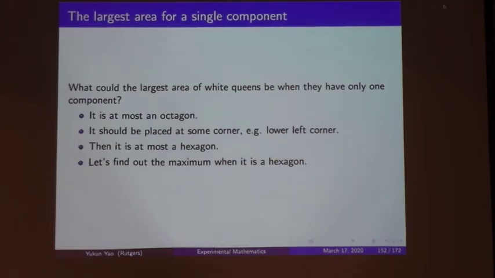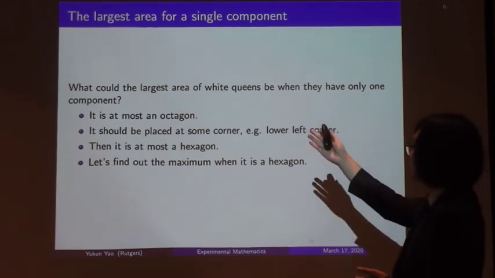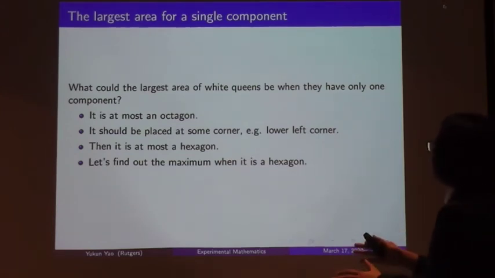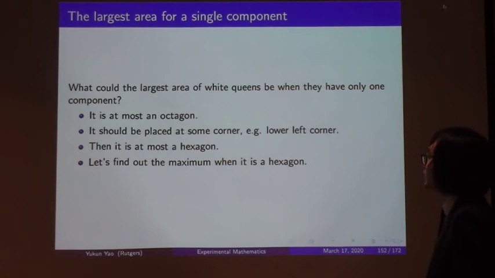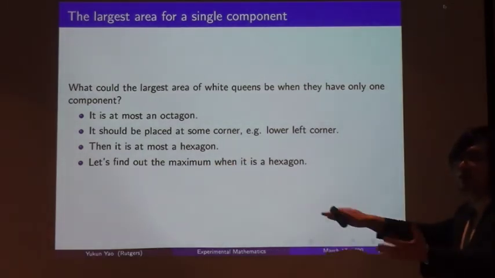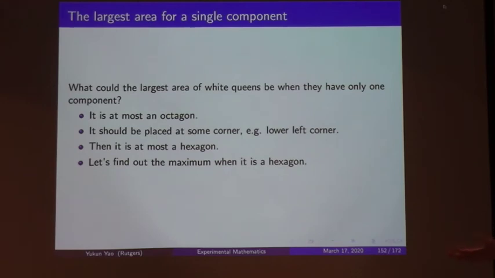So how about the largest area for a single component? Because we already know it is at most an octagon, and to minimize the non-attacking area, it should be placed at some corner. So say a lower left corner. Then in this case, it is at most a hexagon. Because you can notice that if it's an octagon, it will be a waste, because on the lower left corner, it should be like a right angle. So let's find out the maximum when it is a hexagon.